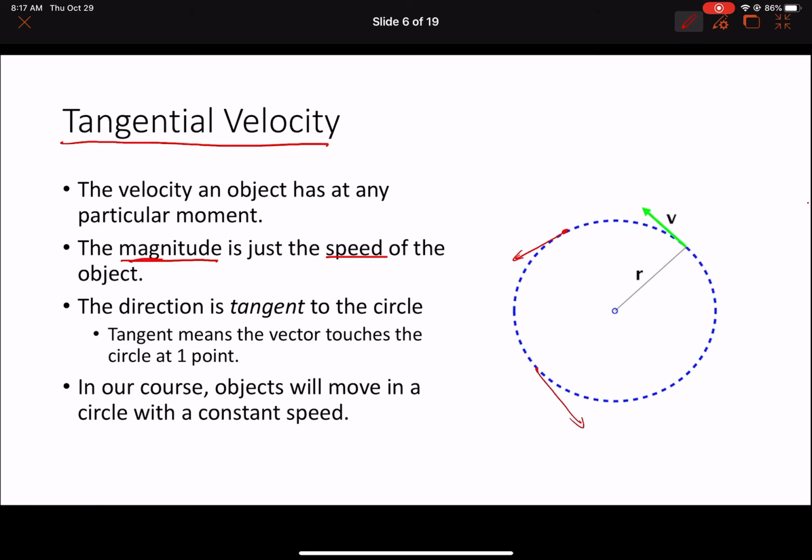It's going different directions. And we call all these vectors at these points in time the tangential velocity. And really when we refer to the tangent, we're really talking about the direction. If you ever heard the word tangent before in math, it means it touches the circle in one direction. So we could draw a tangent line to this point like this, because it touches the circle at one point. And that's really what the tangent velocity is. It's the velocity that goes along the tangent line.